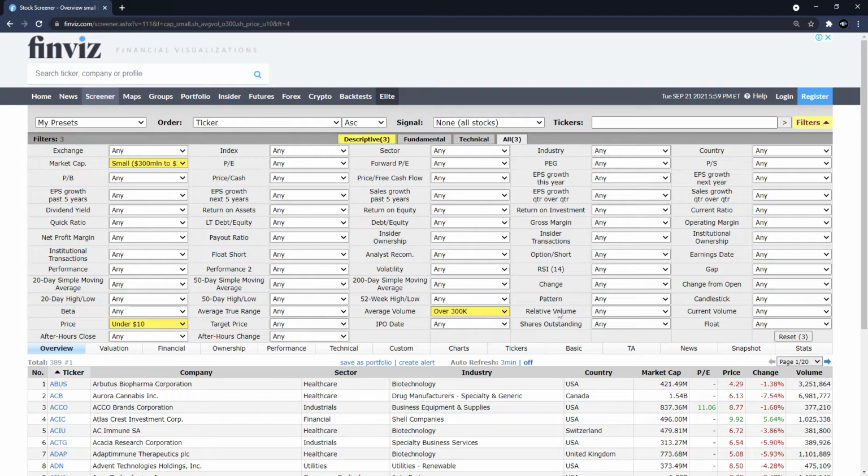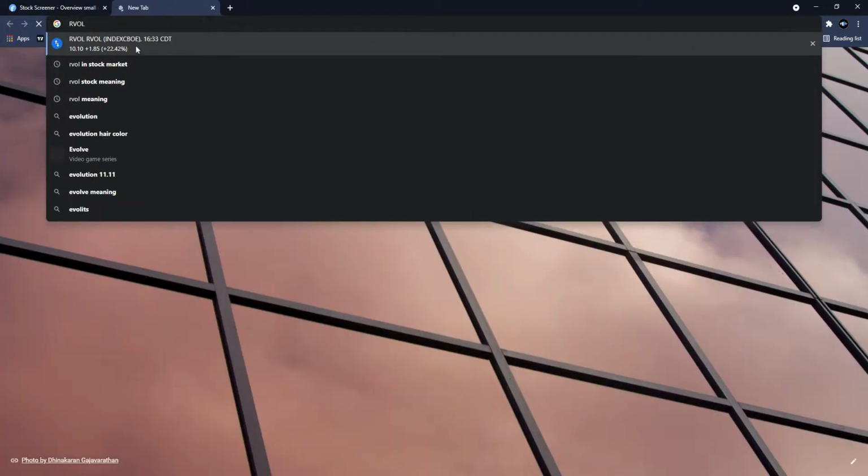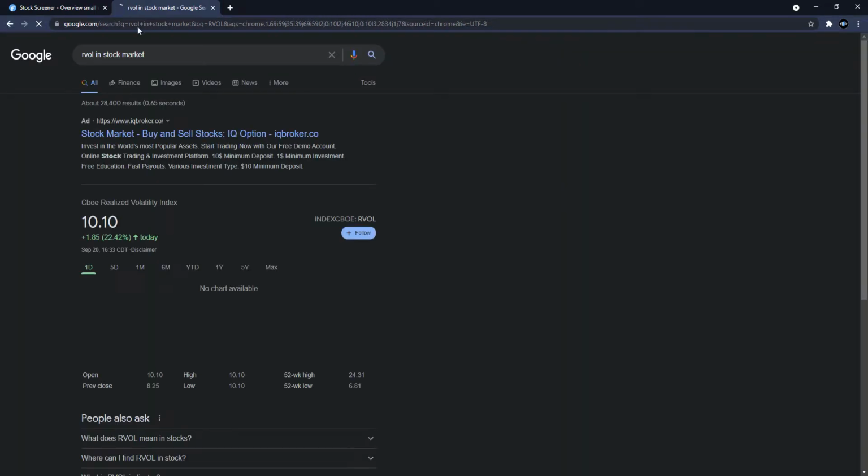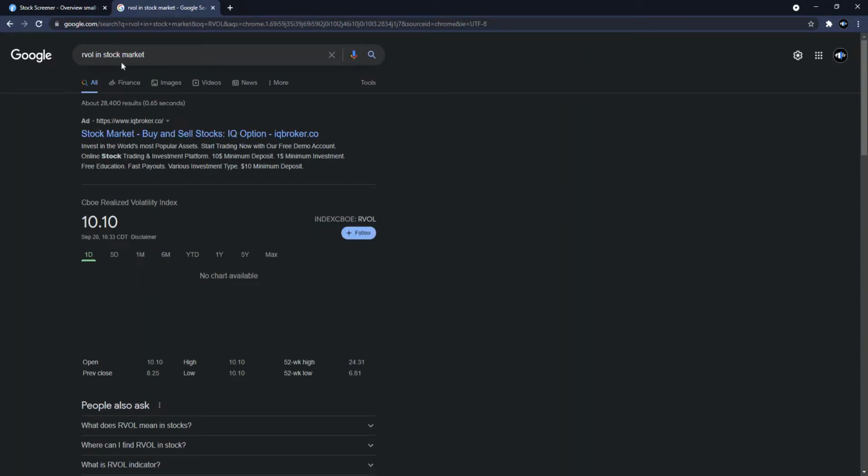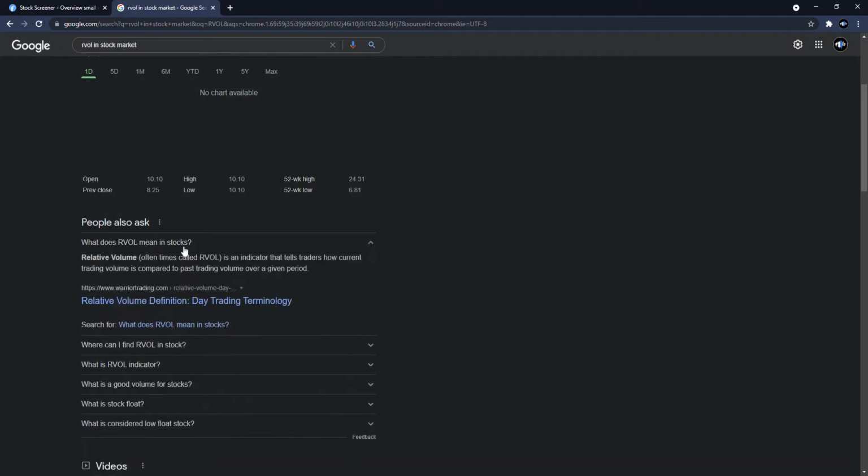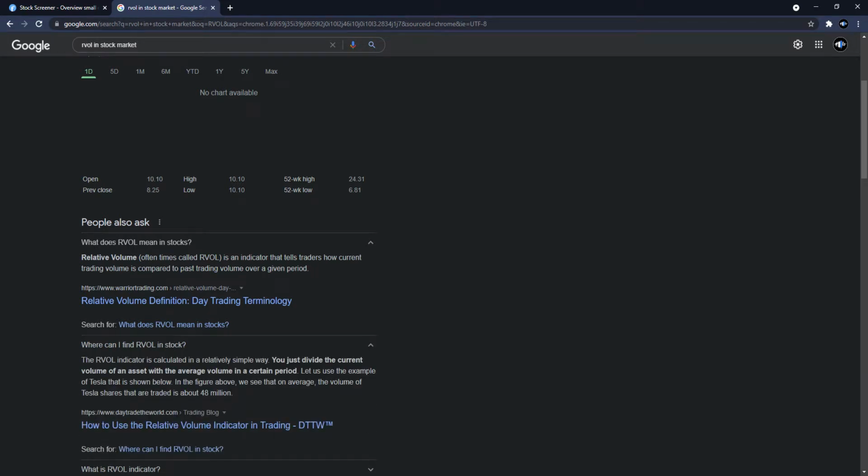Then we have the RVOL, or relative volume. It's basically a ratio between the current volume and the 3-month average intraday adjusted. What does that mean? You can go right here and type in RVOL in the stock market, and it will say what RVOL means. Relative volume, often called RVOL, is an indicator that tells traders how the current trading volume compares to the past trading volume over a given period.